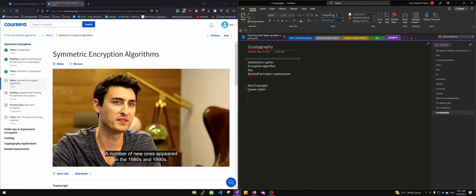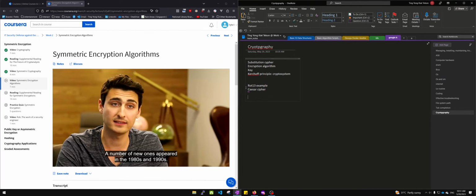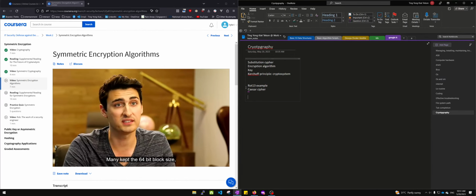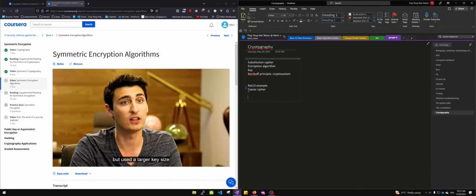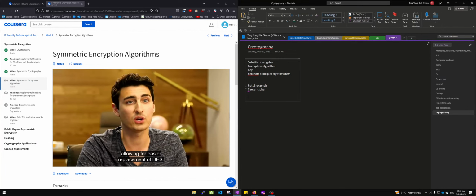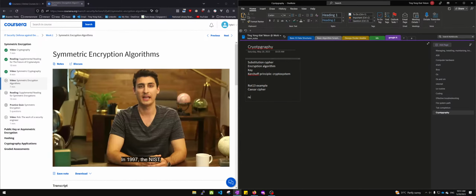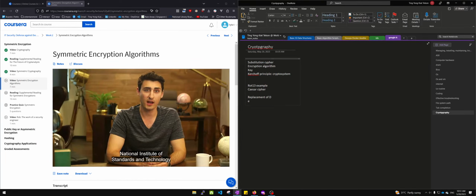A number of new ones appeared in the 1980s and 1990s. Many kept the 64-bit block size, but used a larger key size, allowing for easier replacement of DES. In 1997, the NIST, National Institute of Standards and Technology, wanted to replace DES with a new algorithm, and in 2001 adopted AES, Advanced Encryption Standard, after an international competition.